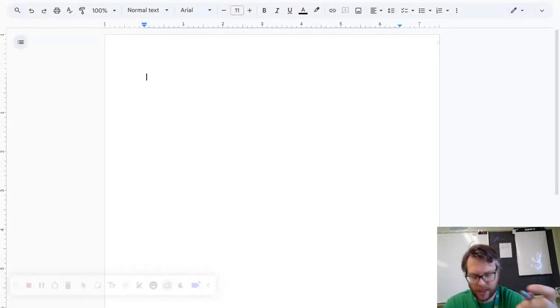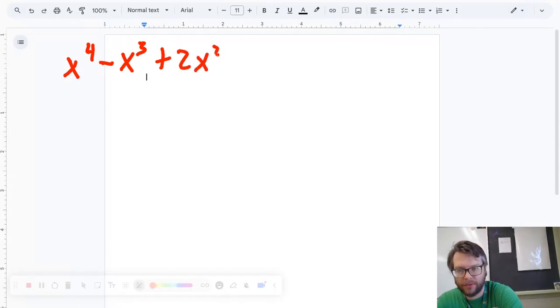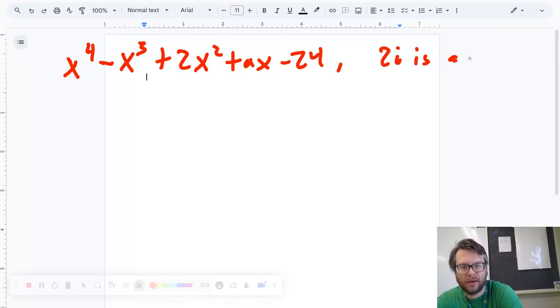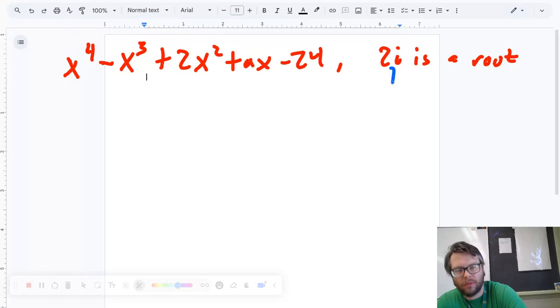All right, so we've got a couple people asking me about polynomials and about how you deal with complex roots. And so I just wanted to go through an example where we have a polynomial like this, and we are told that the number 2i is a root. So one thing that's immediate for me is that if we know one complex number is a root, then we know that its conjugate is a root also.